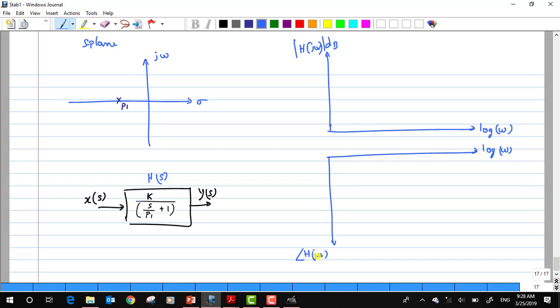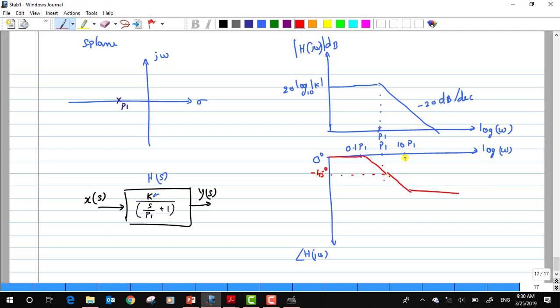How do you begin doing it? Since I have given this factor k, for frequencies lesser than P1, I would get something like this, and the moment I reach this P1, the slope changes.